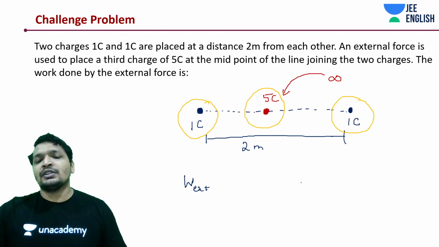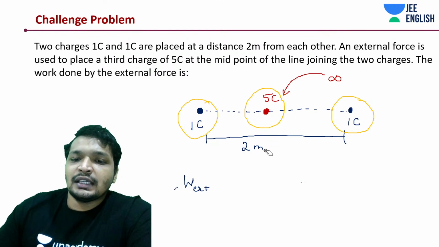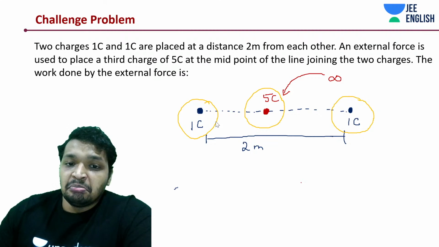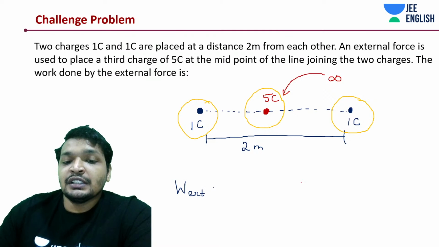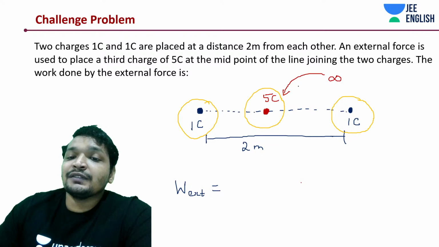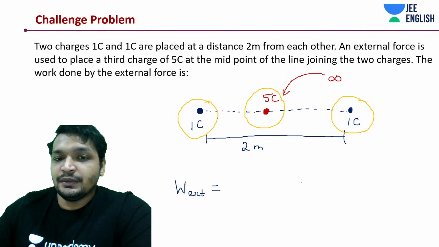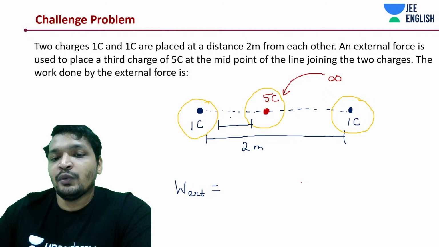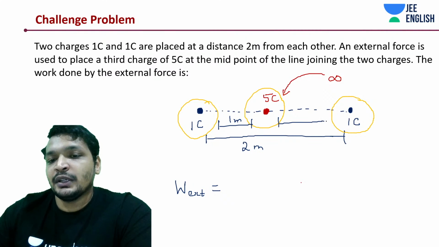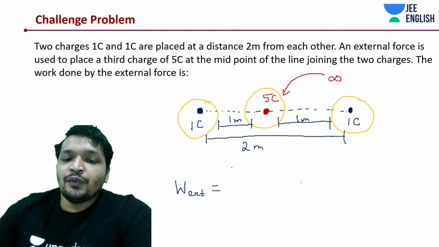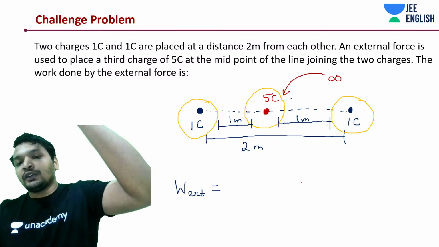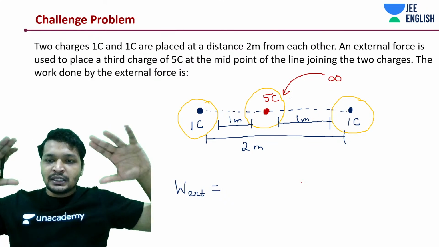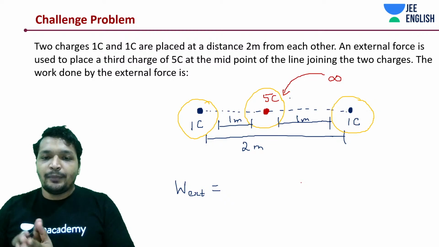Let's do a thing. Let's not call this the change in potential energy of the system, rather bringing this 5 coulomb charge from infinity to this position. This is at the midpoint, so this would be 1 meter, and similarly this would also be 1 meter. Now what is the work done? The work done is the work done to bring this 5 coulomb charge from infinite distance, from this 1 coulomb system of charge, to the middle point.